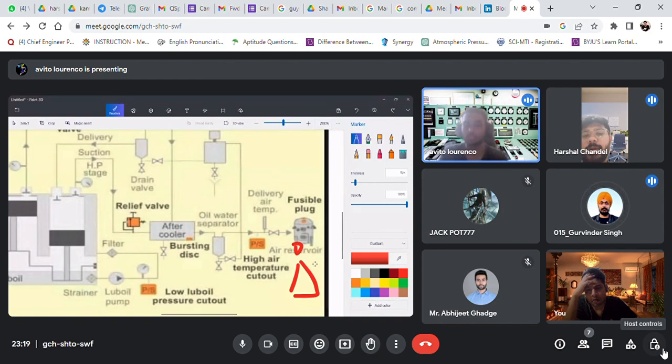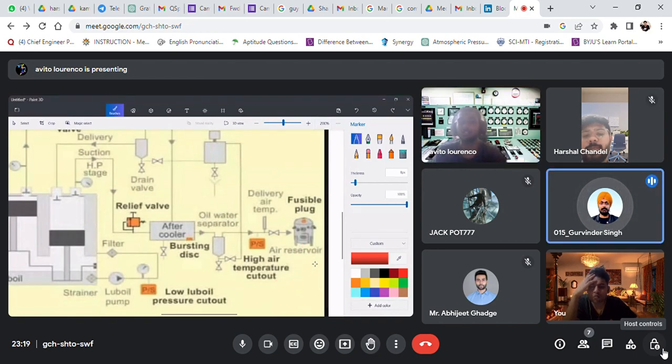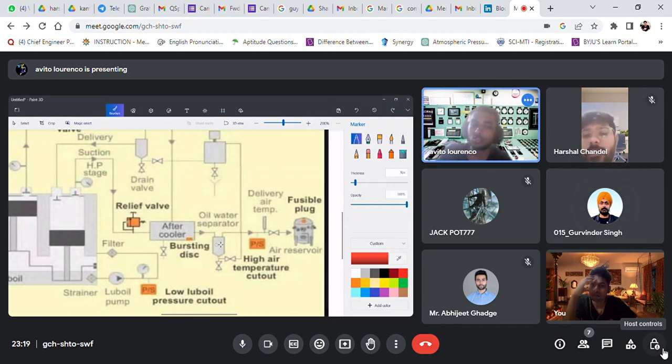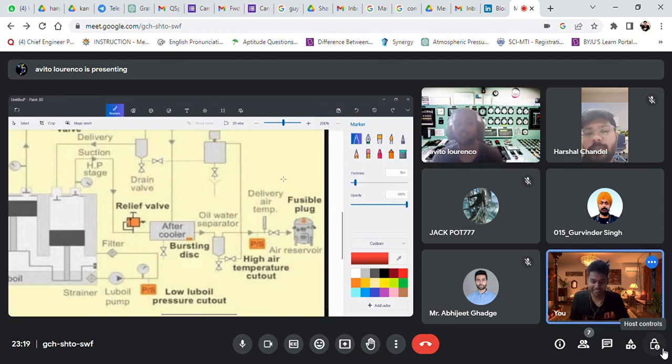Not explosion, but there will be fire. There will be temperature in the discharge side of the air. So to get rid of that, we use the oil water separator, and then we have a final temperature measurer. Does the separator count in compressor safety? I think it's more of a component, though, not a safety as such.